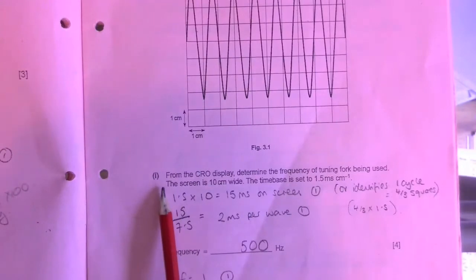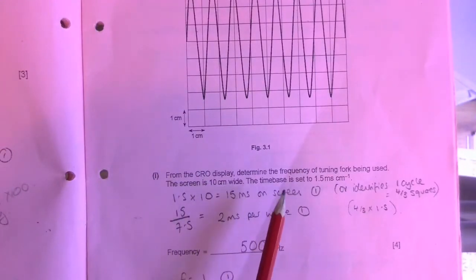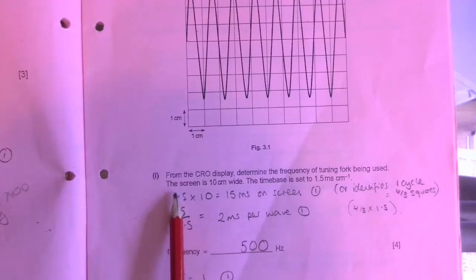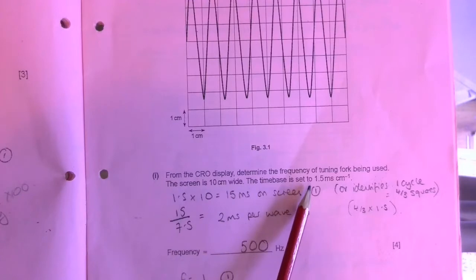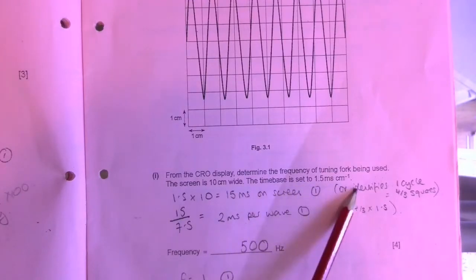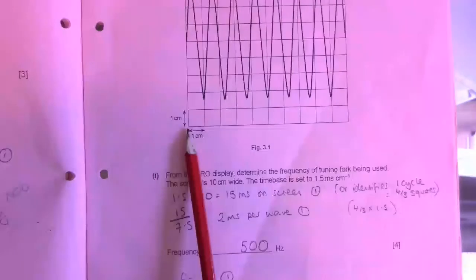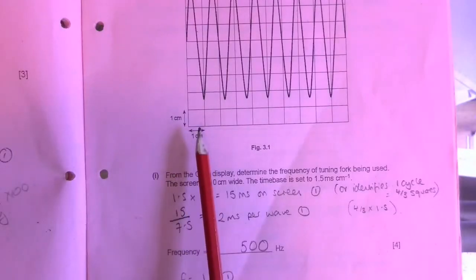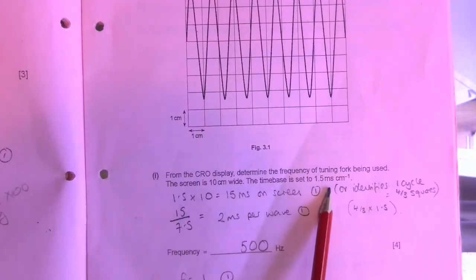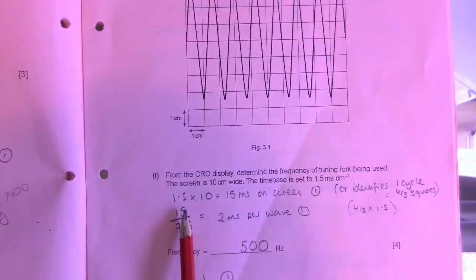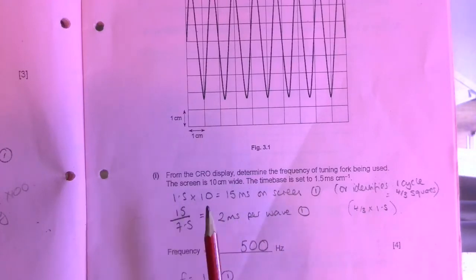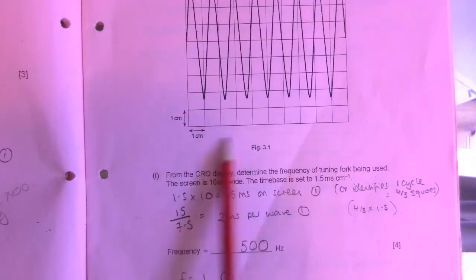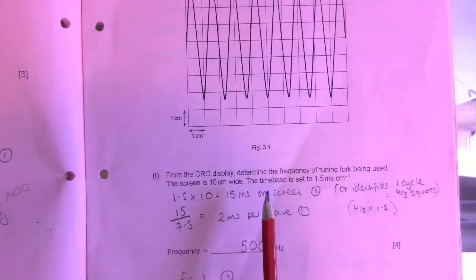So from the CRO display, determine the frequency of the tuning fork that is being used. You're told that the screen is 10 centimeters wide and the time base is set to 1.5 milliseconds per centimeter. So every one of these is 1 centimeter and the time base is 1.5 milliseconds per centimeter. There's a couple of different ways that you could do this. Because there's 10 squares across here, this is 10 centimeters, and you're told that every centimeter is 1.5 milliseconds.